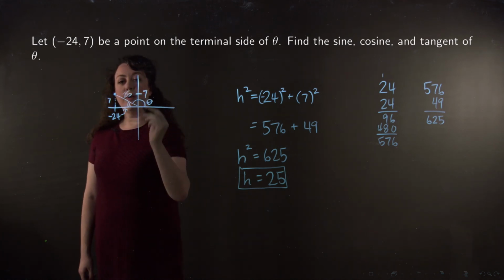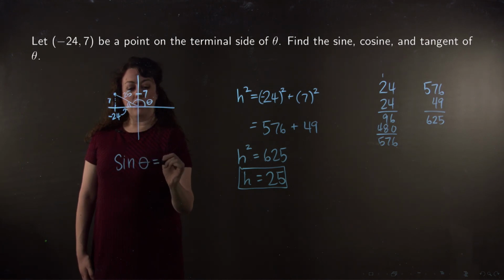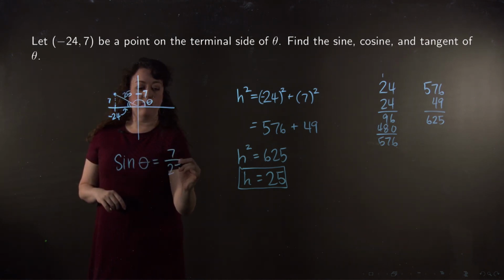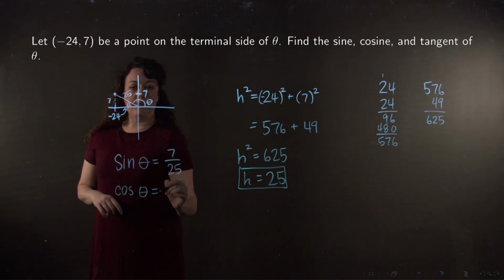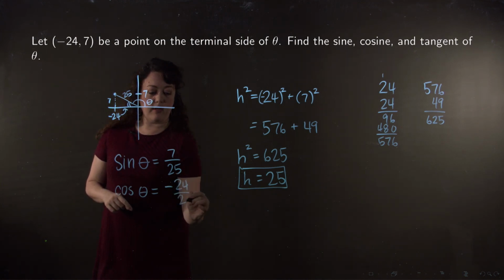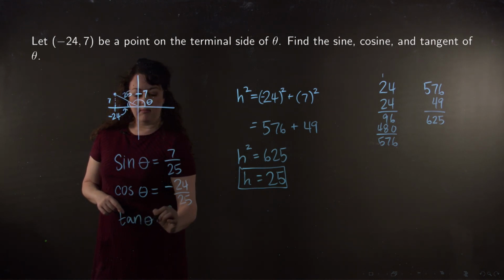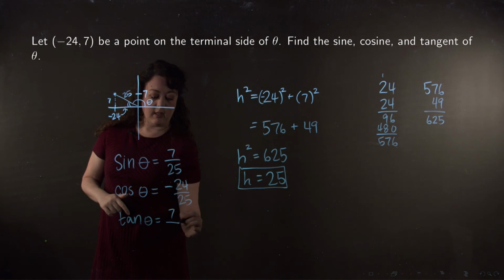That means that now if I'm trying to find the sine of my angle, I will do the opposite over the hypotenuse, which is 7 over 25. The cosine of my angle is going to be adjacent over hypotenuse, so it's negative 24 over 25. And the tangent of my angle is opposite over adjacent, so 7 over negative 24.